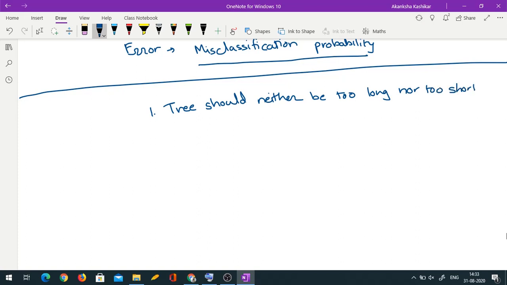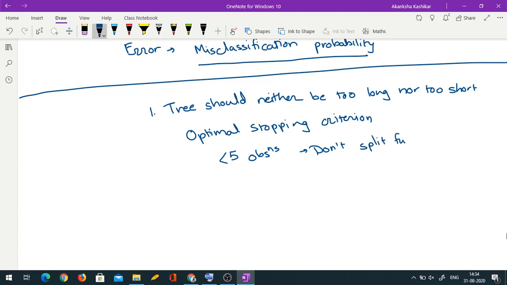What do I mean by this? You have to decide some sort of stopping criterion. At what point would you stop splitting the node further? The general thumb rule that is used is less than 5 observations in a node. If there are less than 5 observations in a node, you don't split further. Sometimes it doesn't have to be the number 5. You can say less than 5% of total observations, then also don't split further. That is also okay.